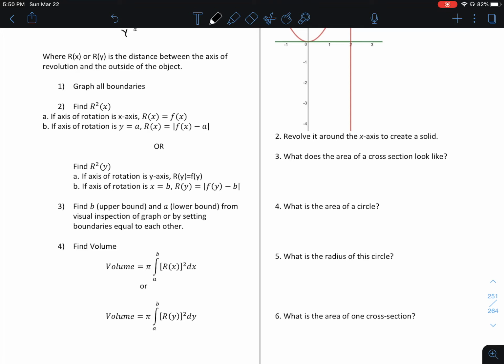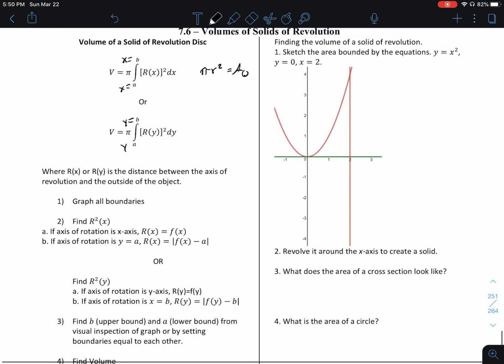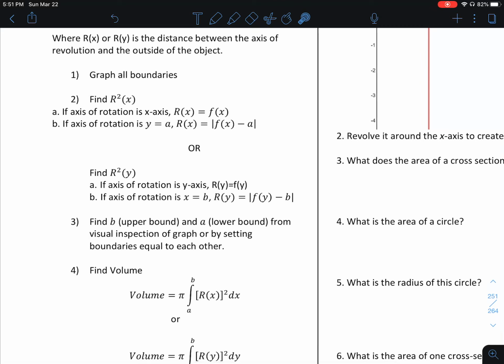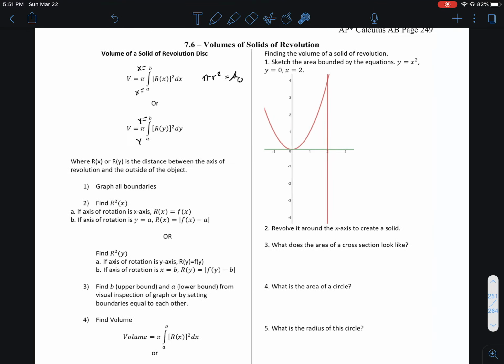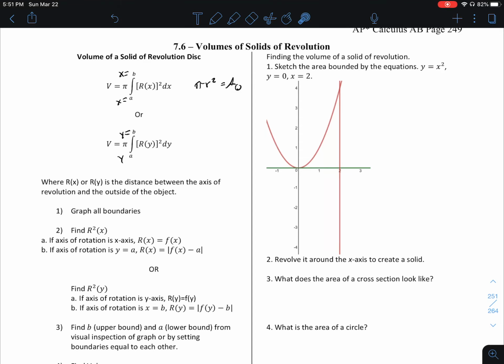Big R of x and big R of y is the distance between the axis of revolution and the outside of the object, like this example I keep coming back to. This distance here, R of x, is just x squared, because the y value of this curve at any place is x squared. So step one, graph all boundaries, which might look like graphing this curve and then this. Step two, find r squared. In this case, if r is x squared, we square that, and r squared is going to be x to the fourth.